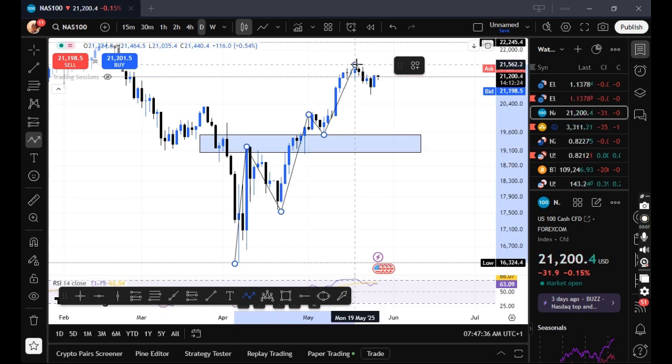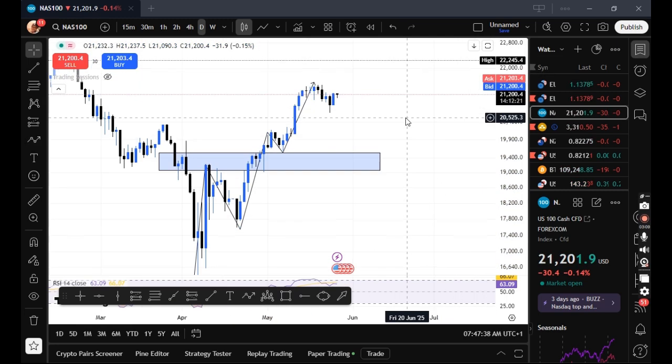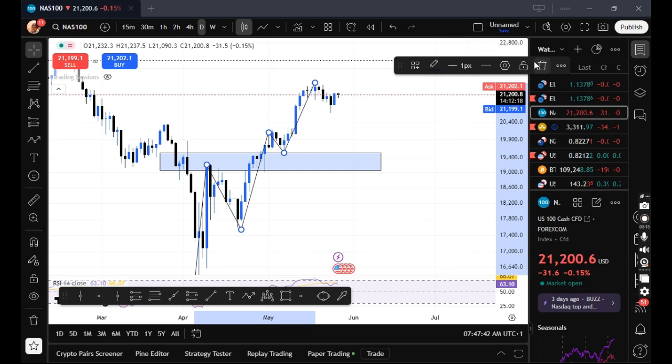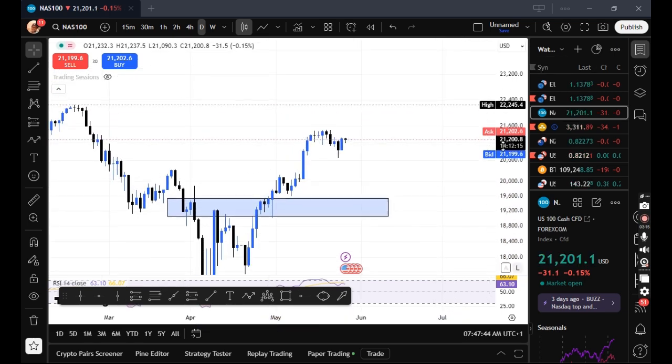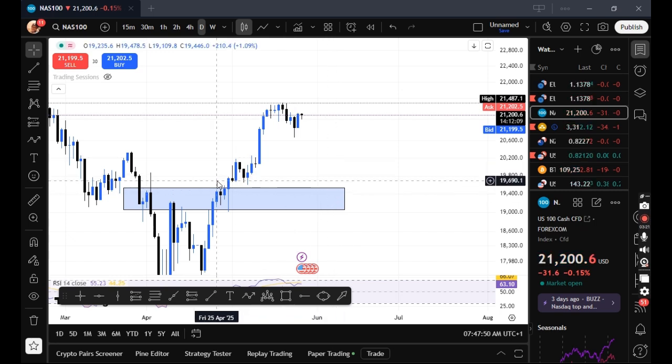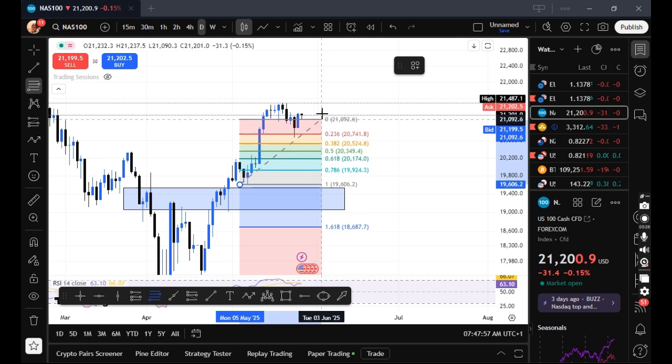Now looking at this, we understand this market is bullish because you could see the market has been giving us higher highs. Now the market is on a retracement, giving us what? It's going to give us a retracement to touch our zone. Now looking at the zone, the other thing you guys need to understand or spot is the Fibonacci retracement.